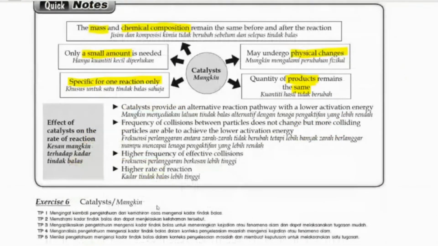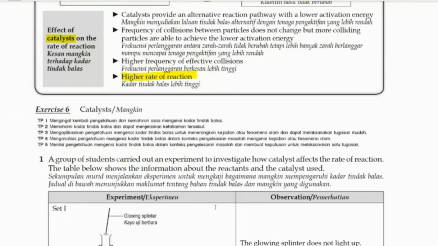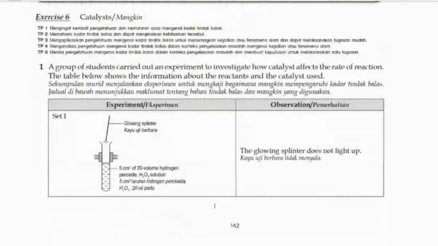So if you have a catalyst on the rate of reaction, it will have the higher rate of reaction. Okay? Now, we look into the sample questions.